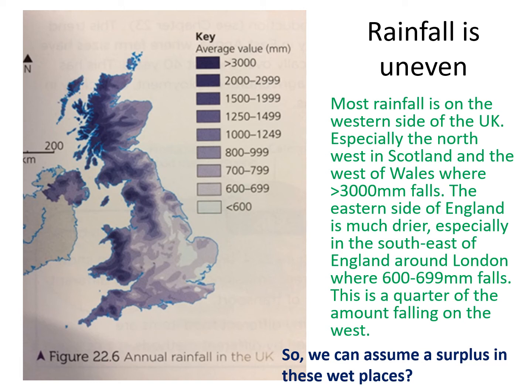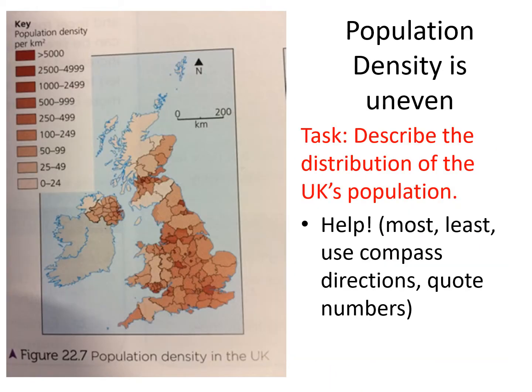So we can assume that there's going to be a surplus of water in those places where they're getting a lot, can't we? However, it's not quite as simple as that because we need to look at where people live as well. So this map here shows population density, and as you can see, again, it's uneven. Population density is the number of people living in a particular place. So the darker the orangey colour, the more people live there.